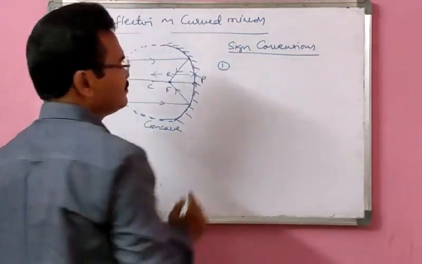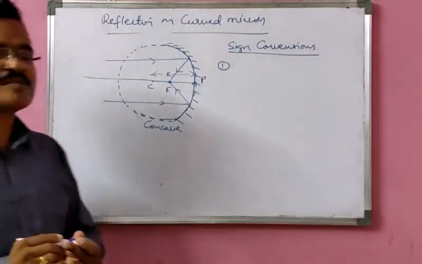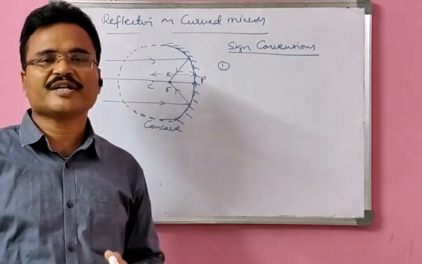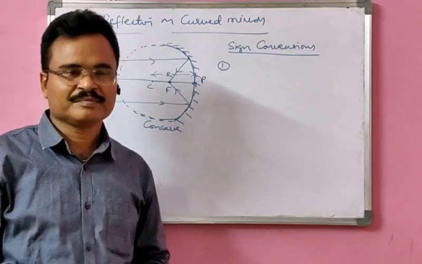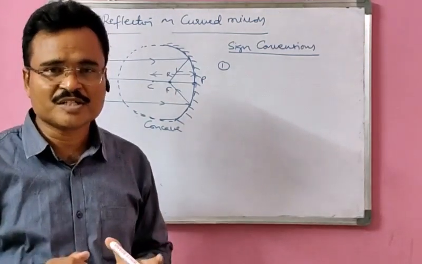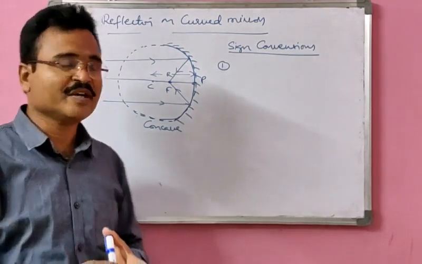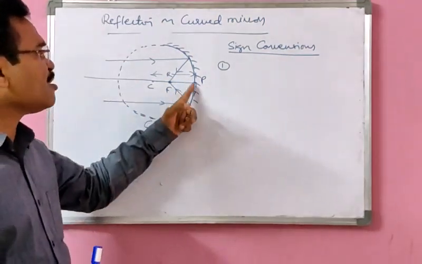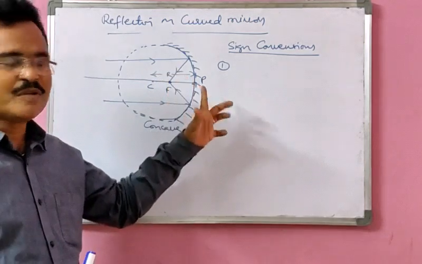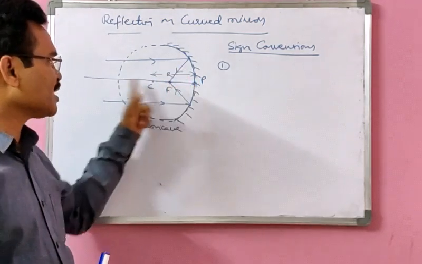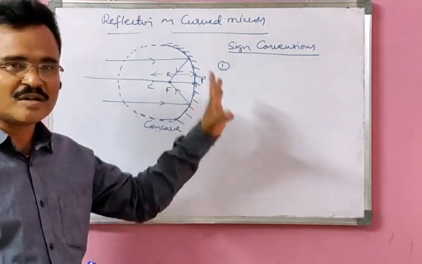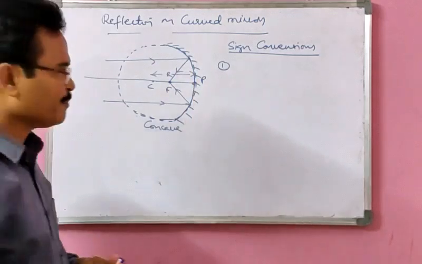The first one is: all distances must be started measuring from the pole of the mirror. That means whatever distance you want to measure, it must be started from the pole. Wherever the other point may be, the starting point must be the pole. From the pole onwards, you have to go either left or right. This is the starting point for any measurement.